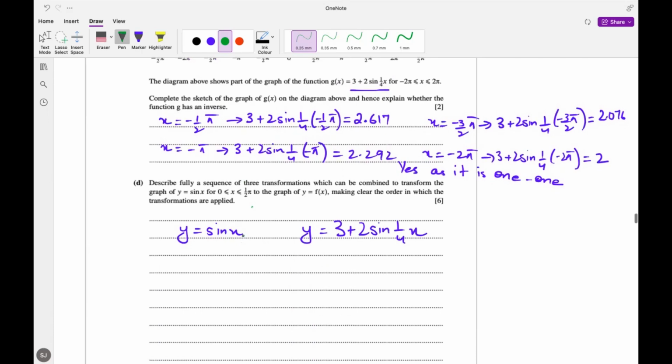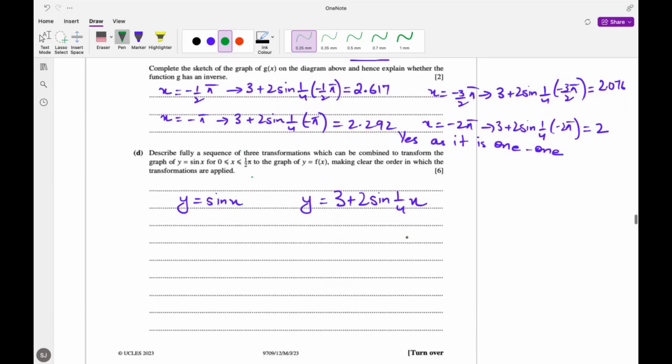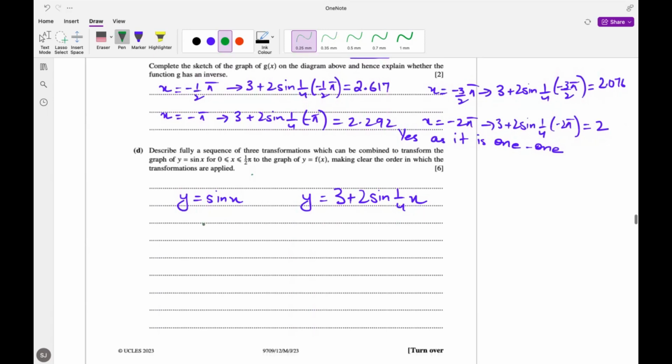We see that sine of x has become sine of 1 upon 4x. Now this change basically represents a stretch in the x direction, and as it is 1 over 4 up here, it means that the scale factor will be equal to 4. So after a stretch in the x direction with a scale factor of 4, y equals sine of x will become y equals sine of 1 upon 4x.